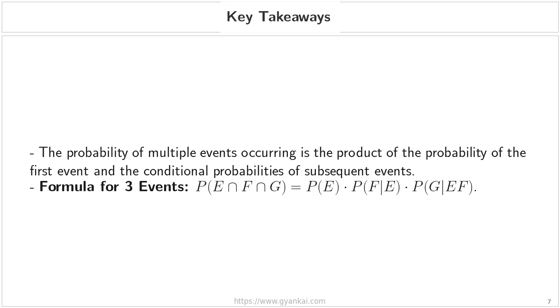To put this into a concrete mathematical form, let's look at the formula for 3 events. The probability of the intersection of event E, event F, and event G, which we can read as the probability of E and F and G, is equal to the probability of E multiplied by the probability of F given E, multiplied by the probability of G given E and F.